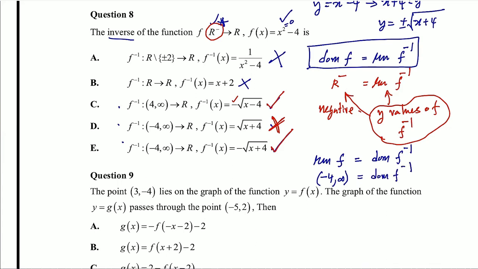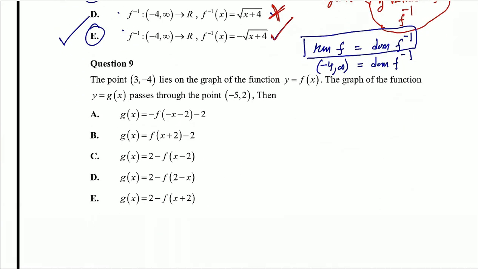So from these two, which one will satisfy that? Yeah, so this is wrong. Again, this is correct. See? So this is a three-layer filtering system. These things you should have in a crisper way. They should be in your blood, 100%, right?